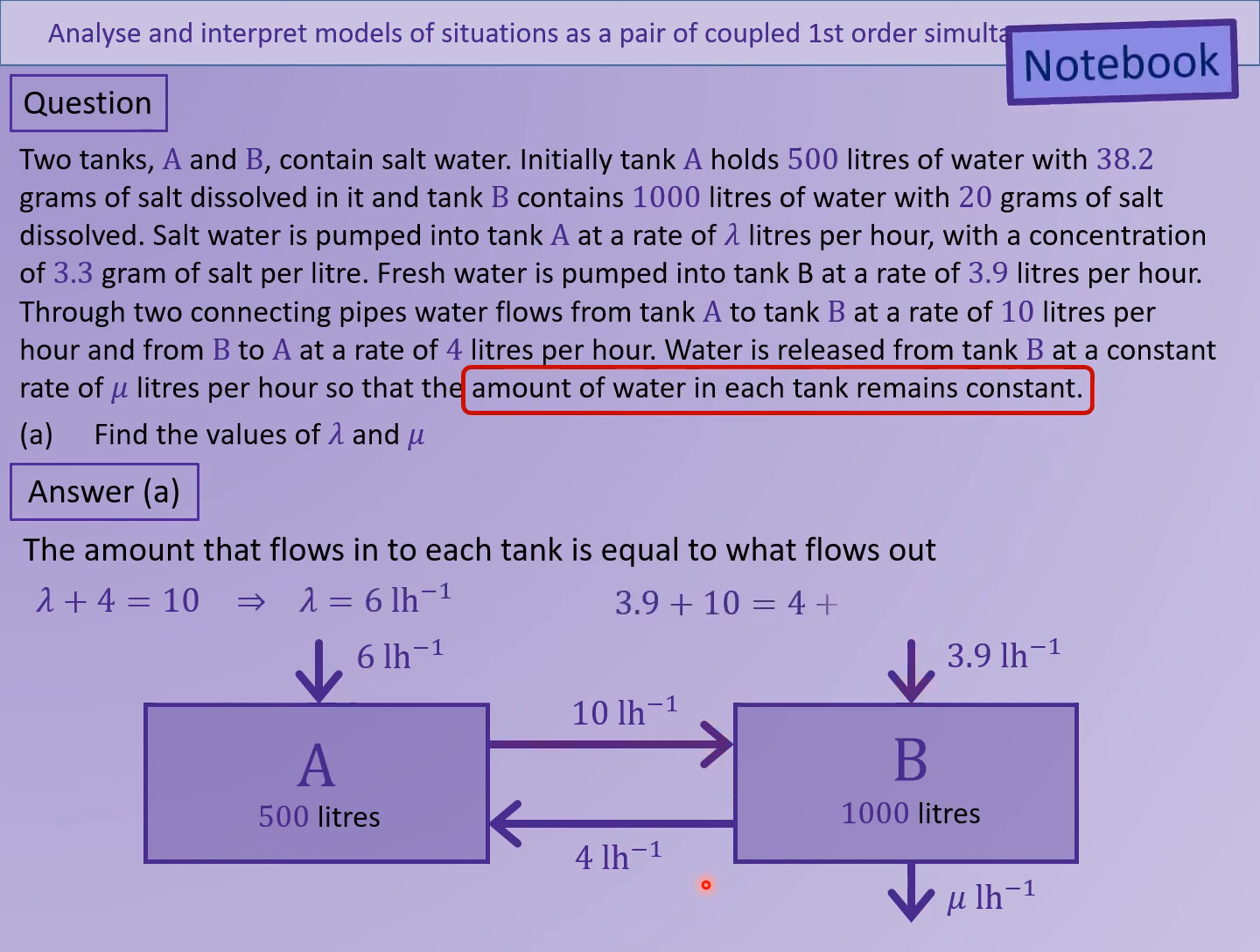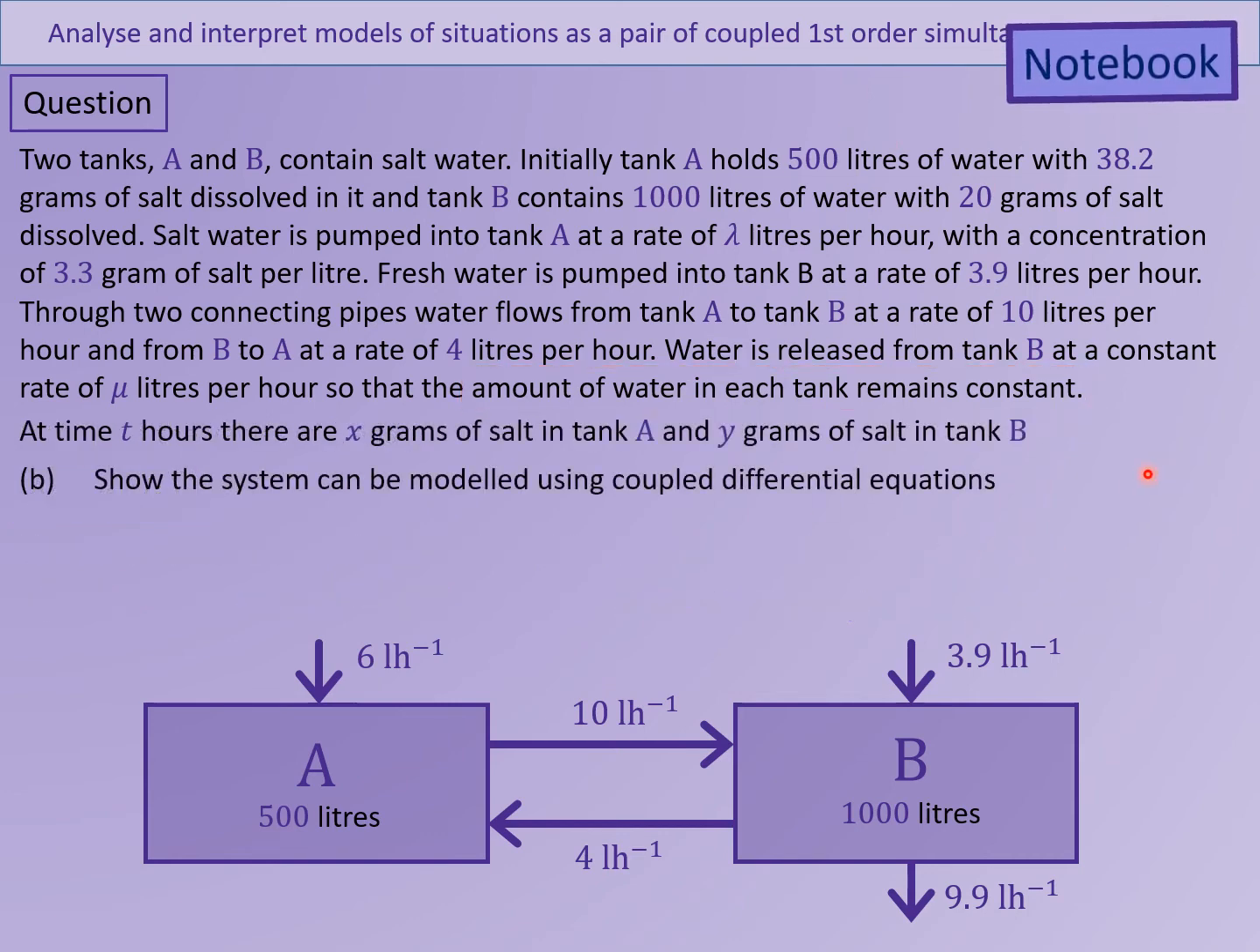Okay, what about tank B? Well, tank B has 3.9 and 10 flowing into it, but 4 and mu are flowing out. So what does that tell you? That mu must equal 9.9 litres per hour. Okay, so I've just used the lambda values and the mu value. I've calculated my lambda value and my mu value, and all I'm using there is the number of litres. I haven't done the concentration yet. That's coming up next.